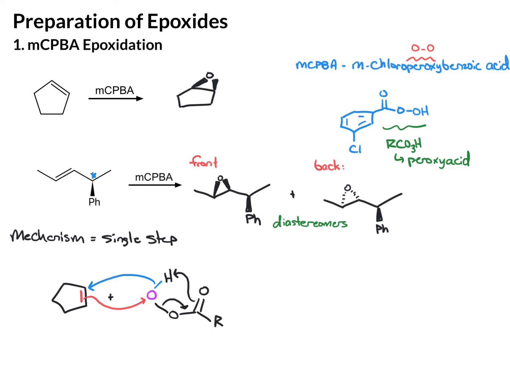So now let's draw the products that we get. Here's my three-membered ring. We have the two bonds to the oxygen, and then the byproduct is just a carboxylic acid.